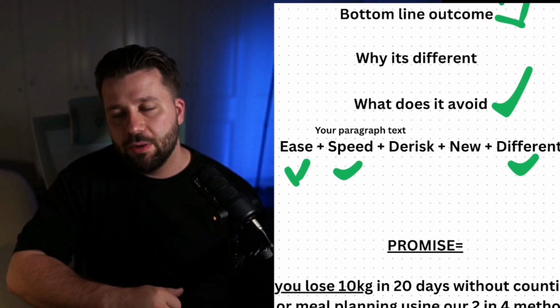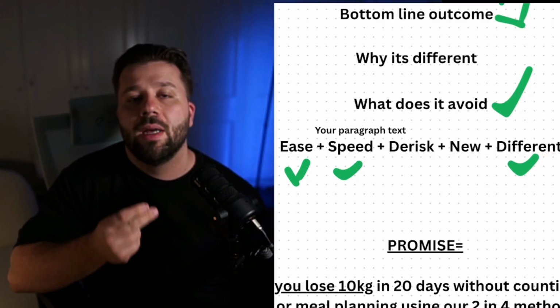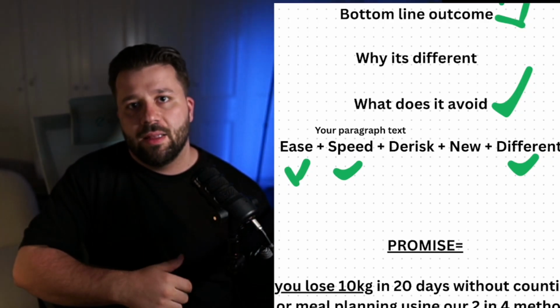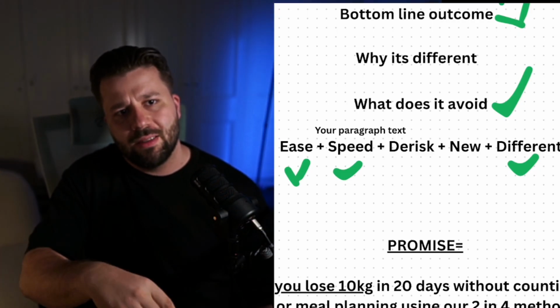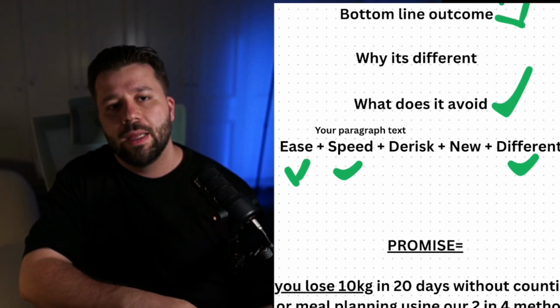Speed is a really big deal. Ozempic is another really good example. Lose weight fast. Think of the alternative. Do I want to lose weight slow? Nobody wants to lose weight slow. So speed is a big deal.